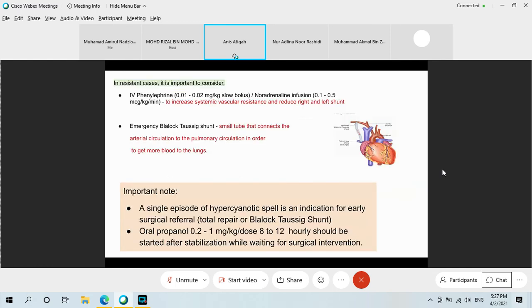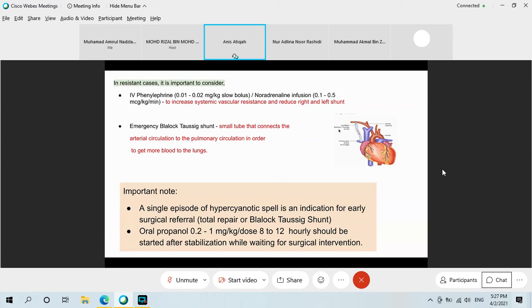But if they are still in resistant cases, it's important to consider IV phenylephrine or noradrenaline infusion. This increases systemic vascular resistance and reduces the right-to-left shunt. And also an emergency Blalock-Taussig shunt. This one is a surgical procedure.